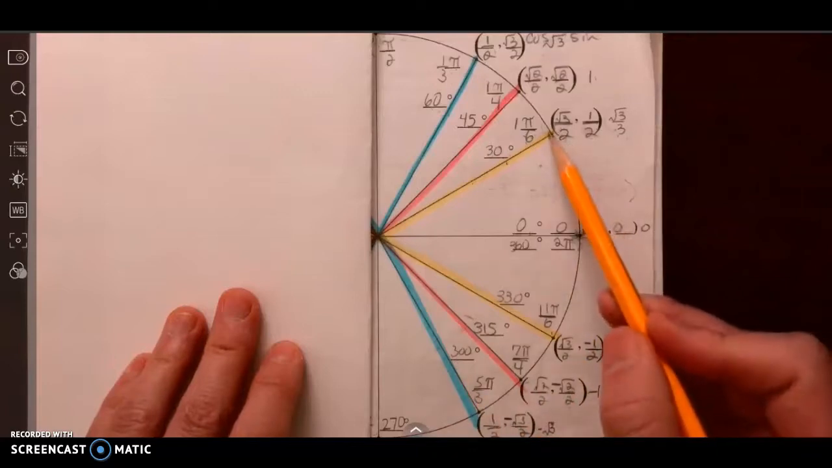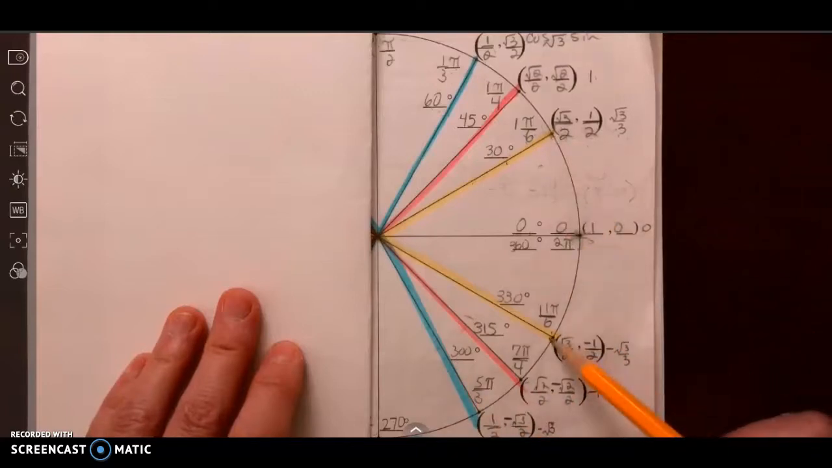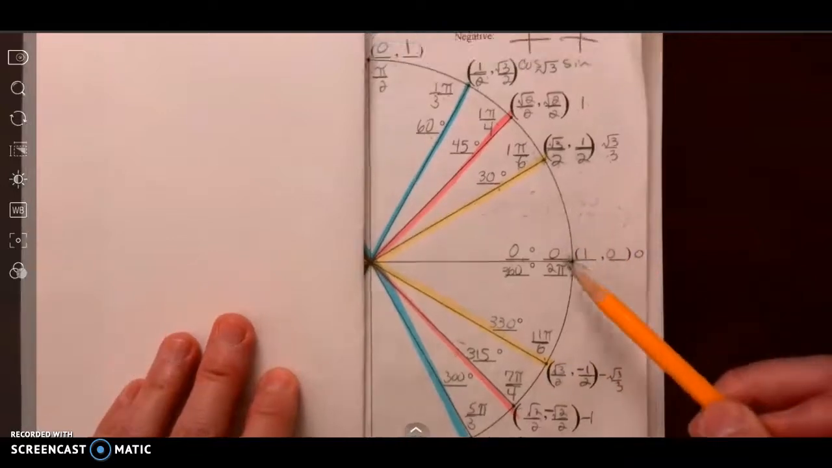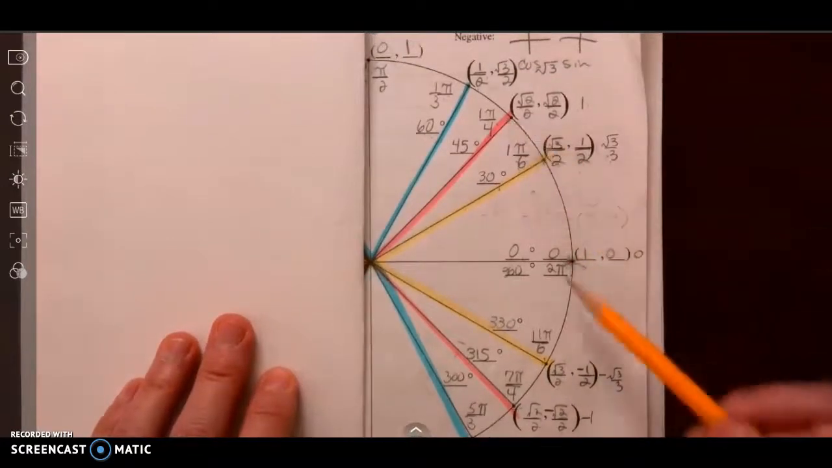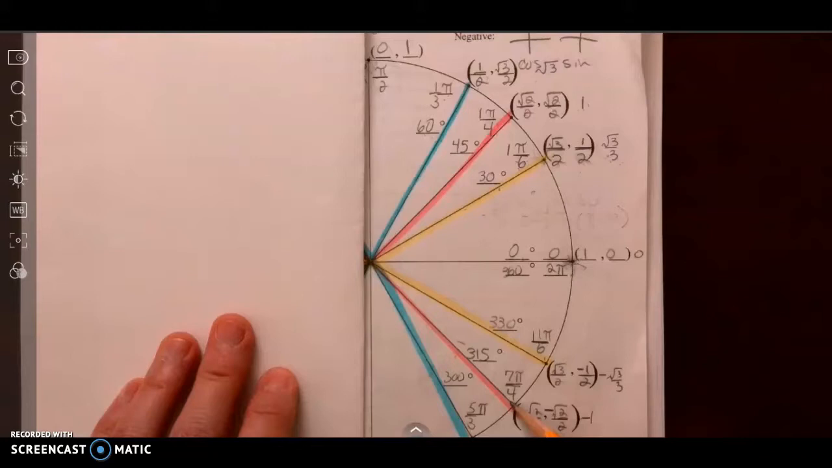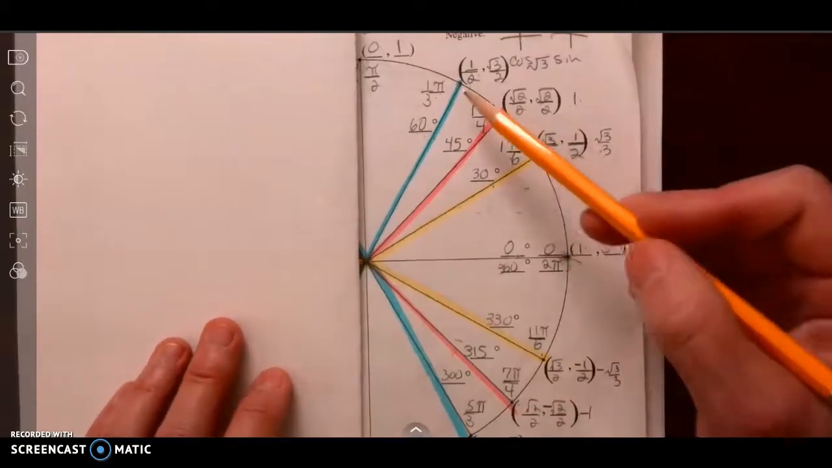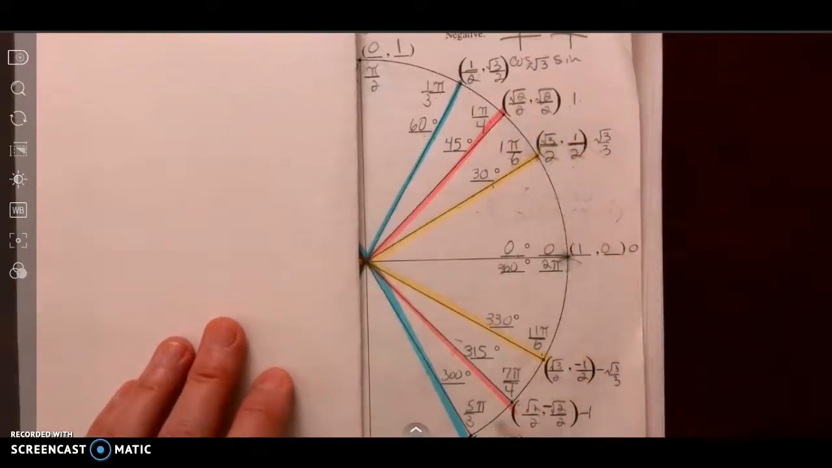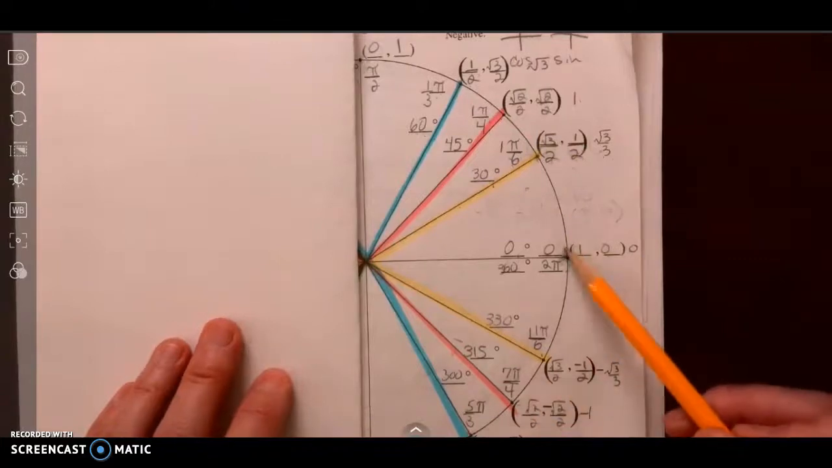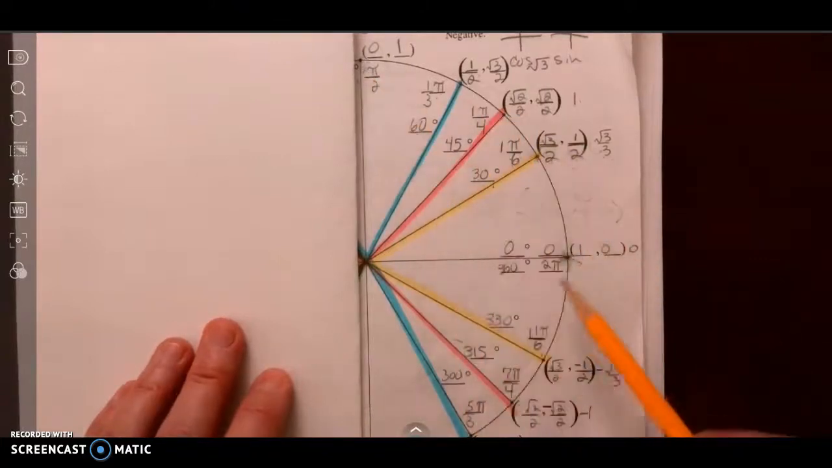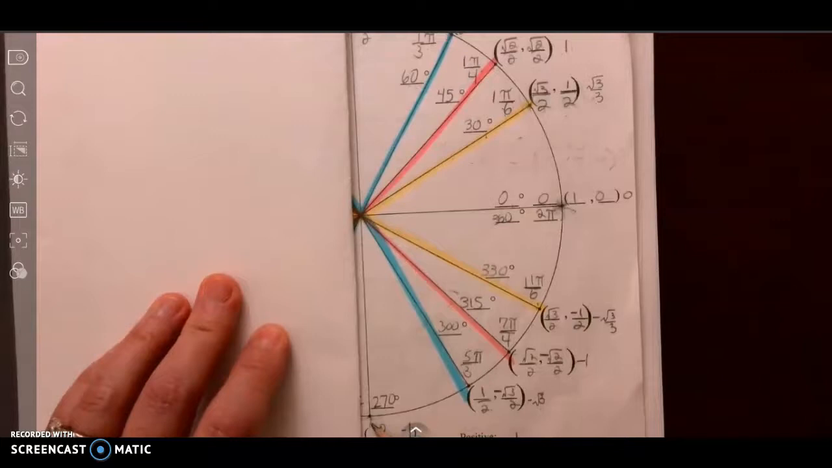So this is pi over 6, this is negative pi over 6. This is pi over 4, this is negative pi over 4. This is pi over 3, this is negative pi over 3. This is pi over 2, this is now negative pi over 2.